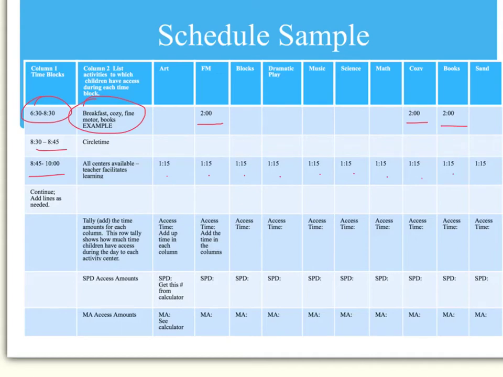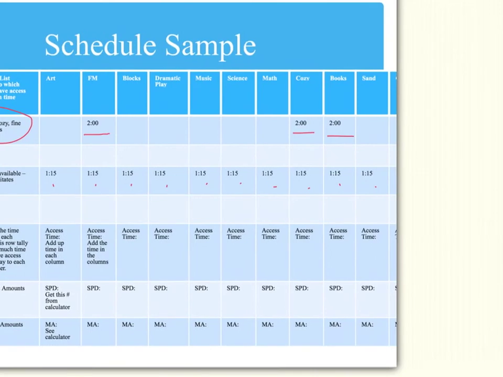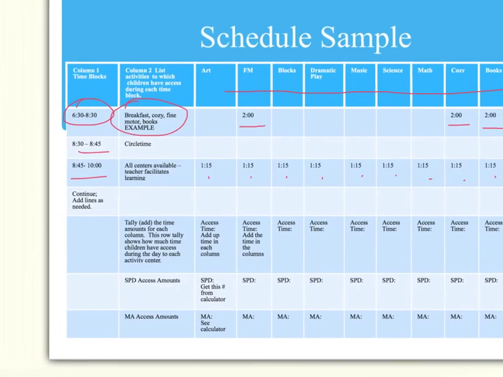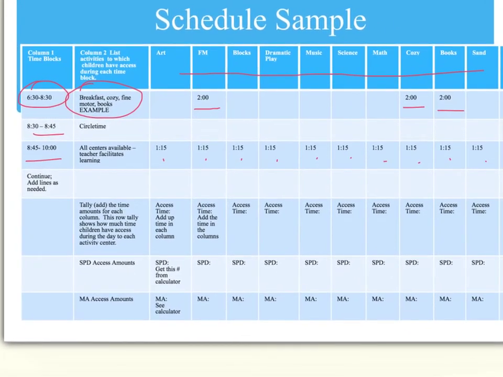Now, the only thing you will notice is that we do not have, you can't see it on this slide, but gross motor is not going to be filled in. The only time you're going to fill in gross motor is when children go outside. But anytime that children are inside and I'm giving them free choice, that means all of the centers up top are going to be available to the children. So you simply just fill in the blanks. And then what you do is you continue filling this in. You will see that it says continue and add lines as needed.